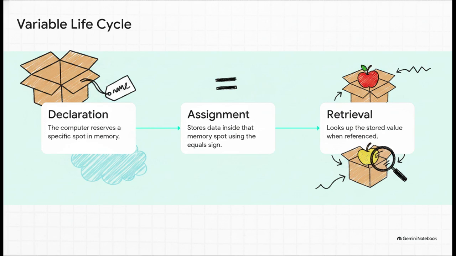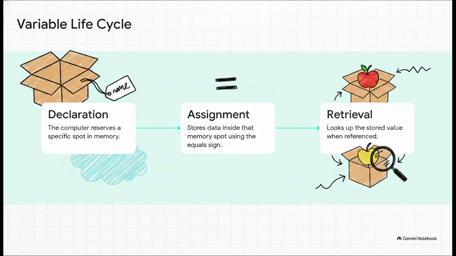Now, what's really interesting about this is how the life cycle of that box breaks down into three pretty simple steps. First up, declaration and allocation. This is exactly when the computer reserves a specific spot in memory. It basically builds the box and slaps a label on it. Second is assignment. This is where you use the equal sign to actually store data inside that memory spot. You're physically putting an item in the box.